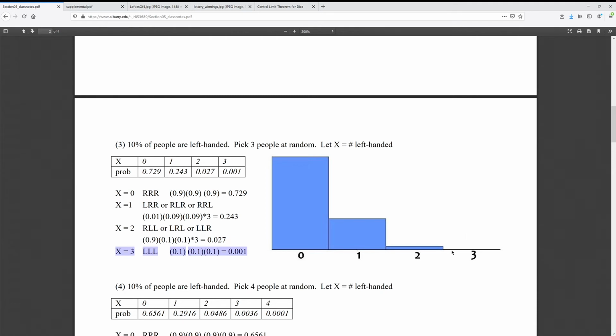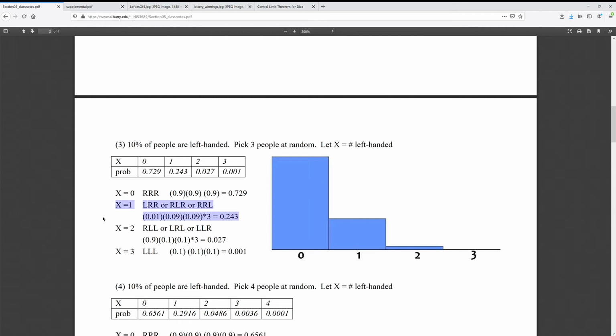So literally you'd have to stack 729 of these to get to this height. Far more likely you're going to get 3 right-handed people than you are that you're going to get 3 left-handed people. What about 1 and 2? Well, exactly one left-handed person, but which one? Might be the first one, might be the second one, might be the third one. Now there's 2 things to note about this. It is going to be the same calculation 3 times. But it is going to be 3 times.